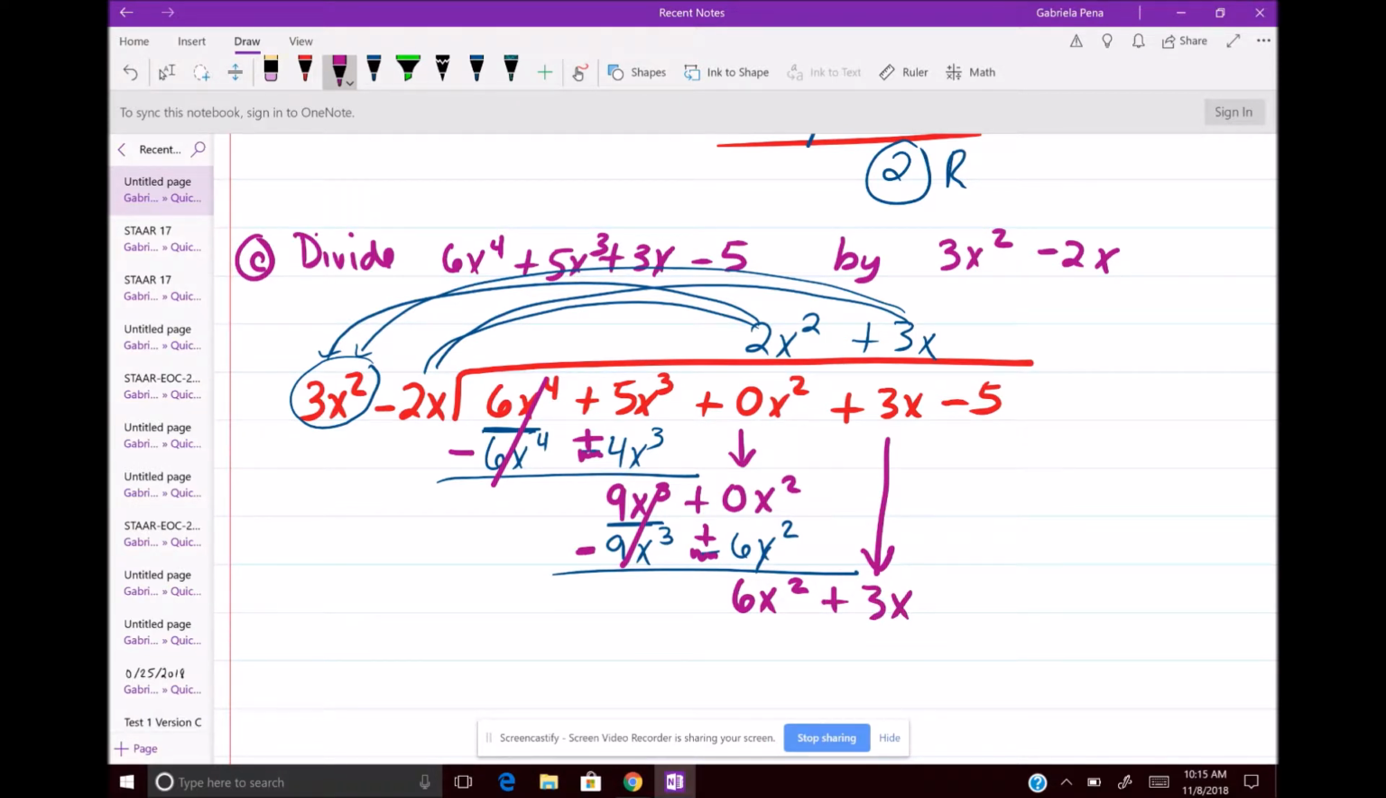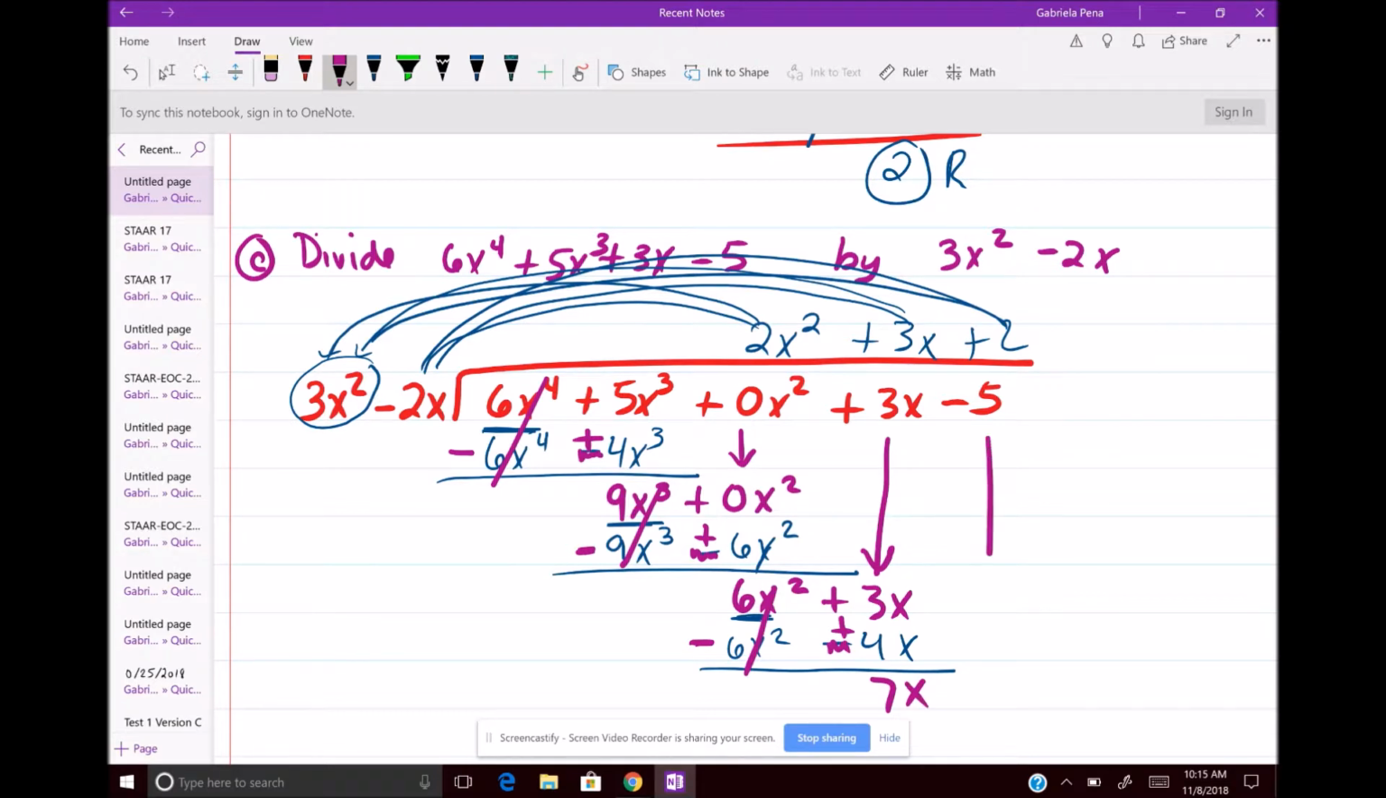And how do I get a 6x squared? 2, just a 2, right? So 2 times 3x squared, 6x squared. 2 times a negative 2x, negative 4x. We do this. This becomes a minus, and this now becomes a, this crosses out. This becomes a 7x, and then we bring down.